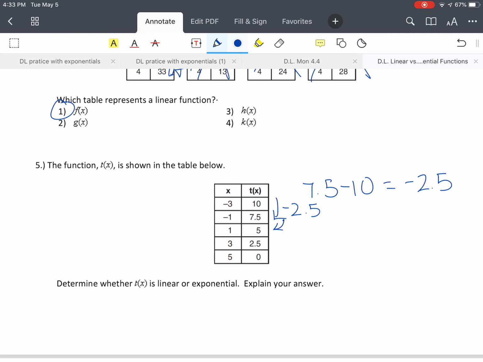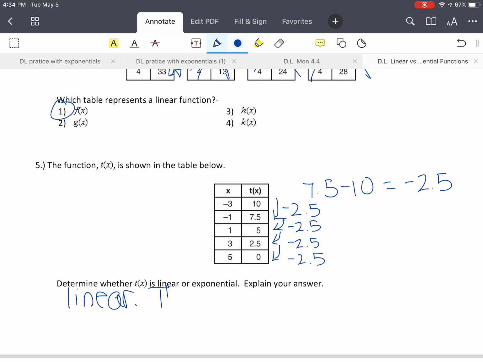Now here's the test. The test to see if it's linear is when I now do 7.5 minus 2.5, is that 5? Let's try it. It is. If I minus 2.5 from 7.5, I do get 5. Let's try the next one. 5 minus 2.5 is, in fact, 2.5. 2.5 minus 2.5 is 0. So I don't even need to check if it's exponential, because if it's linear, it can't be exponential. So determine whether it's linear or exponential. It is linear.